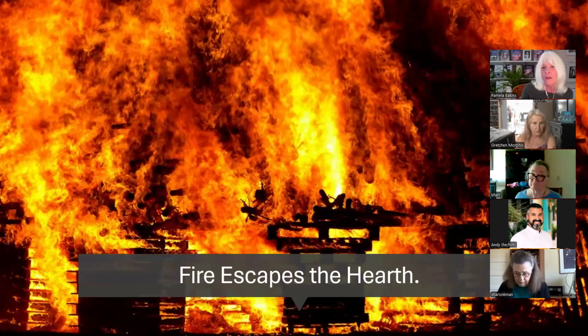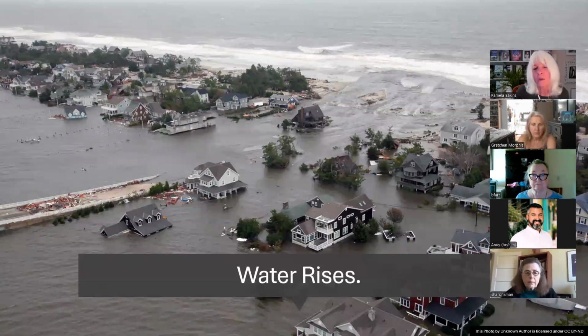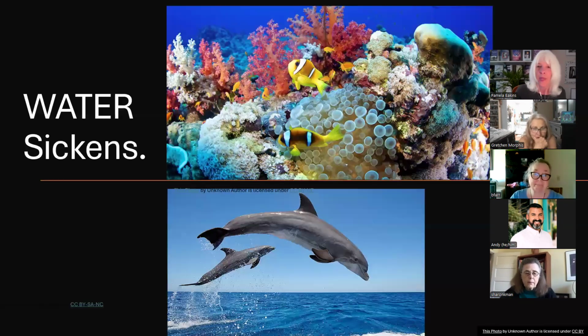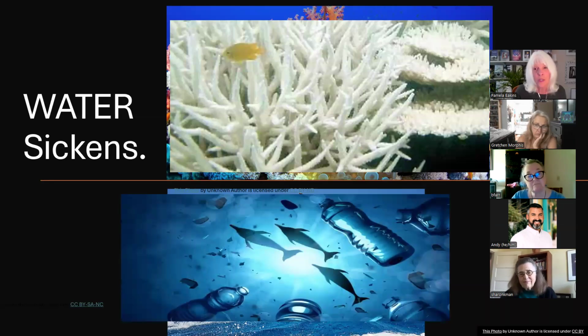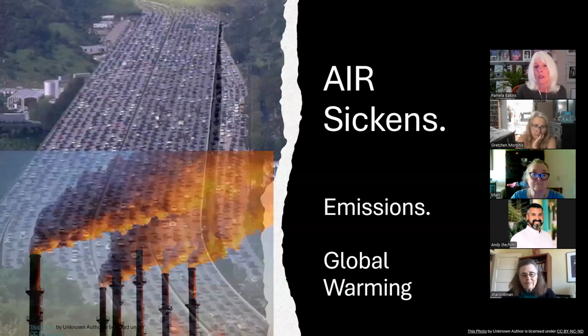Fire can escape the hearth. And we have seen a lot of this lately. And I know some of you have been in these big fires that you've had to deal with where you're living. Water rises. And here it is, wiping out towns. Or water evaporates. So, too much, not enough. Water gets sick. Coral reefs bleach. Plastic floats in the ocean. Okay, this is the movement of these cycles. Air gets sick. Emissions, global warming, we're dealing with this now. And we can see what happens. It comes to a stabilized place and then it starts moving beyond.